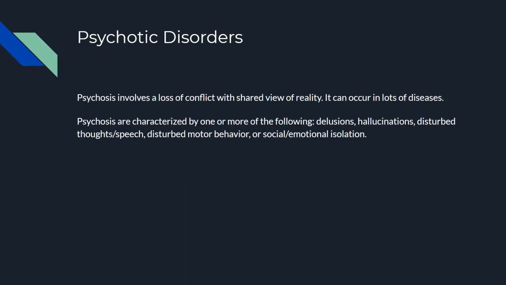Psychosis is characterized by one or more of the following: delusions, hallucinations, disturbed thoughts, disturbed speech, disturbed motor behavior, or social emotional isolation. Typically, psychotic patients can't control their thoughts, they can't control their emotions, and they can't control their actions. Psychotic disorders are one of the most difficult to treat. Drug therapy can help, but many end up in prison or even committed to a mental hospital.